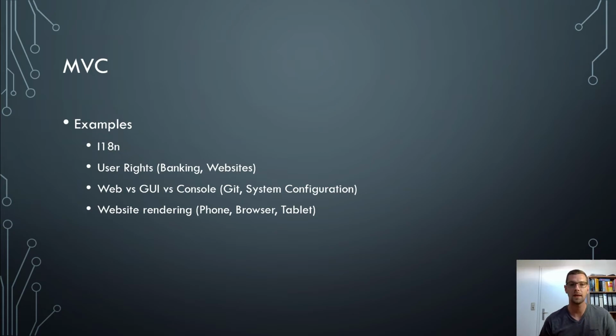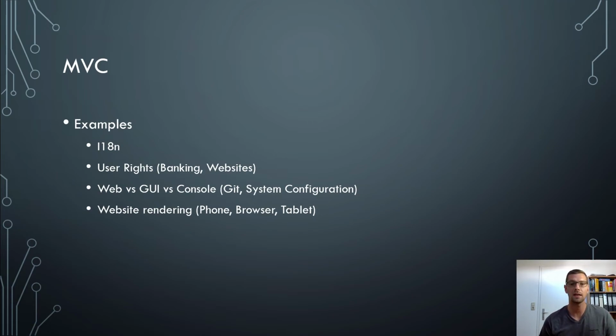The next point is web versus GUI versus console applications, where it also depends on the view and the model what is actually possible to do in an application. Often the GUI, the graphical user interface, is not as mighty as the console. For example, you have a lot more functionality in the console, because simply not all functionality is implemented in the graphical user interface. So that would also be an application for the MVC model.